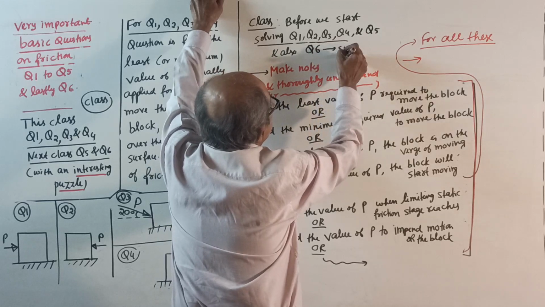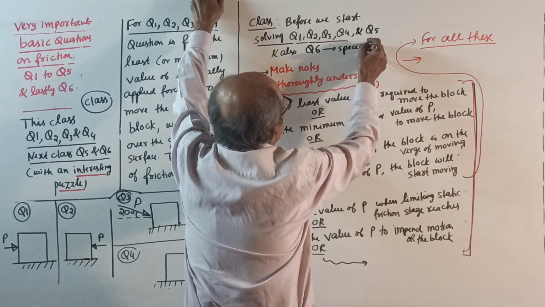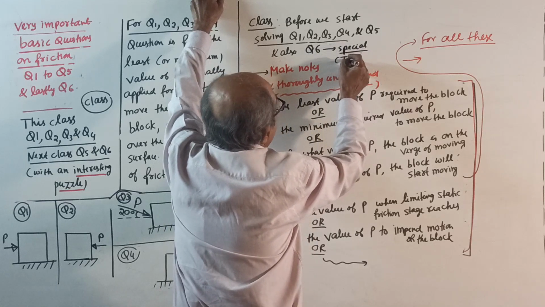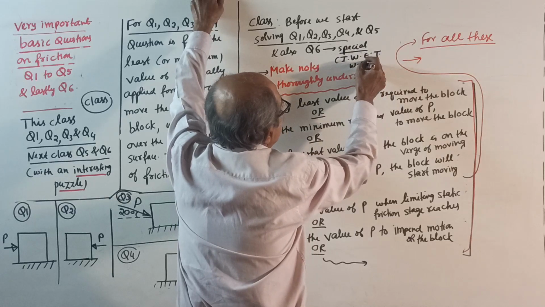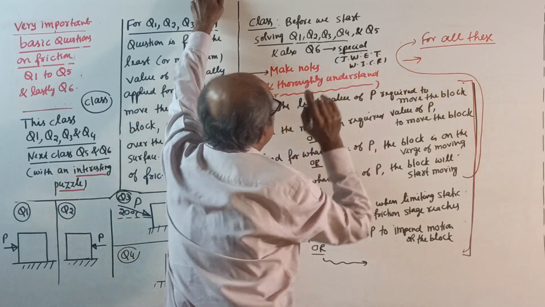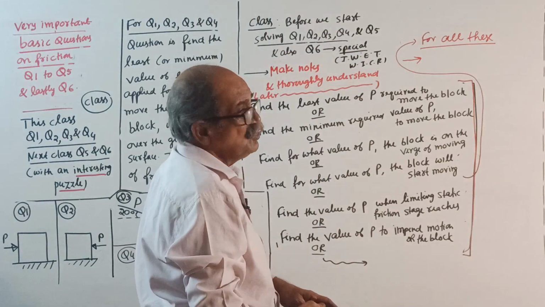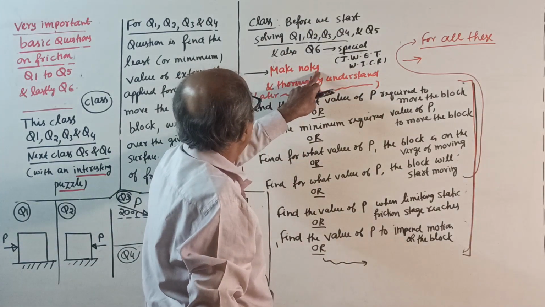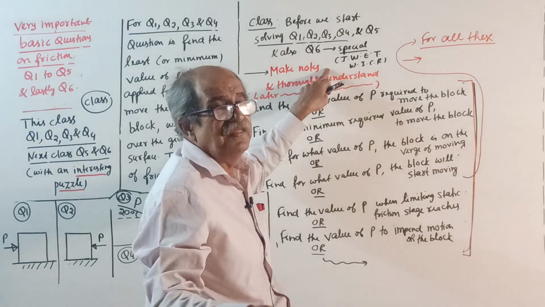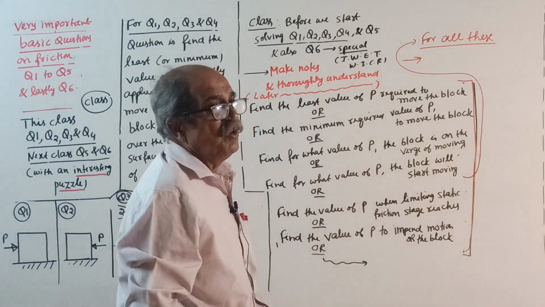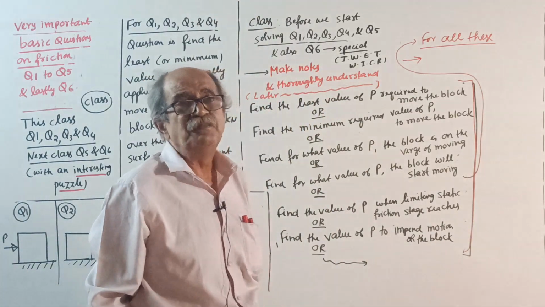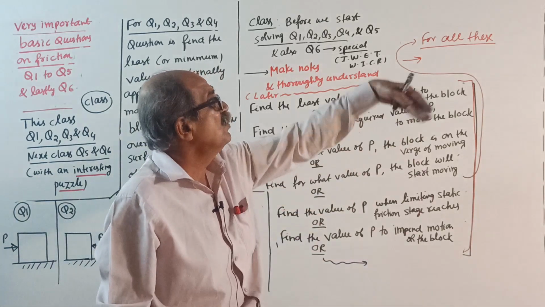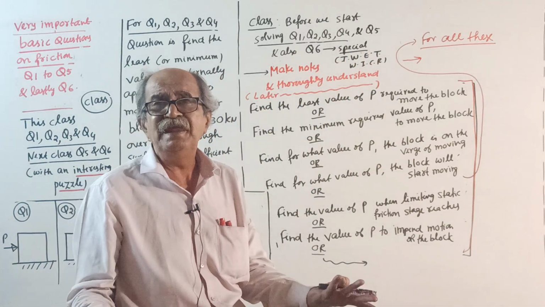Question 6 is a special case. I will explain there what concept is required. Next class, question 5 also for next class. Make notes of what all I tell in the class, and thoroughly understand. Later, warning: don't tell me something is not clear, that I simply wrote something without explaining. I am explaining everything now.